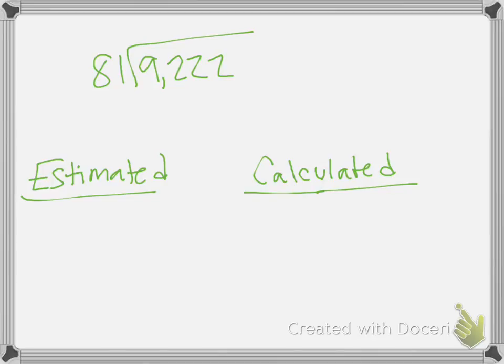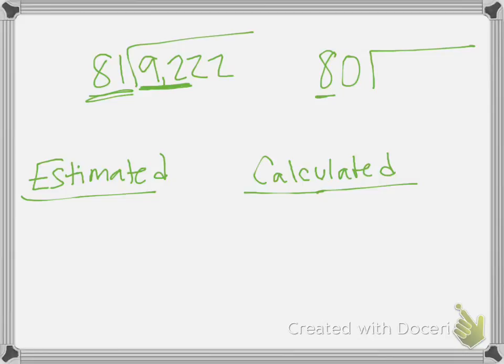Okay, so this problem is 81 divided by 9,222. So what would we change our 81 to? 90 or 80? Probably just 80 because it's closer to 80. And then we have to ask ourselves, this 8, what does it go into that is close to 92? If you're looking at your multiples of 8 or your 8 facts, what is close to 92?